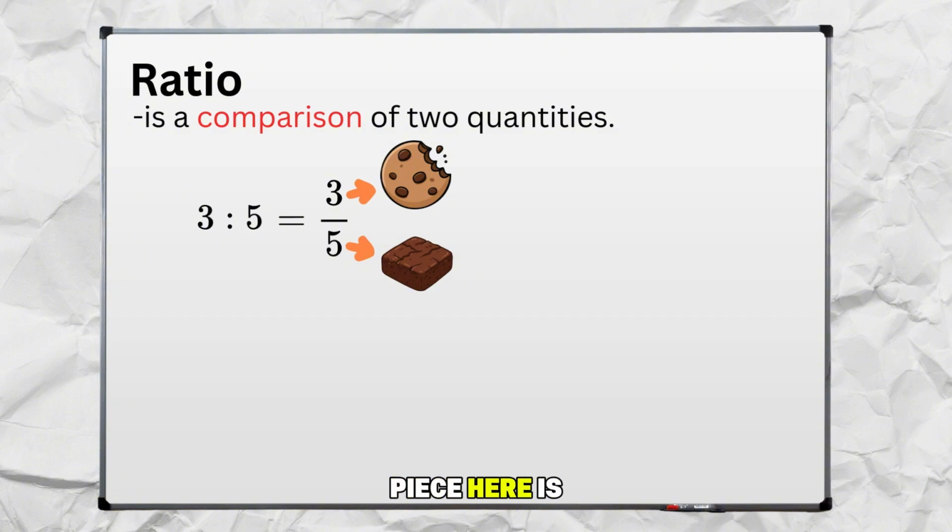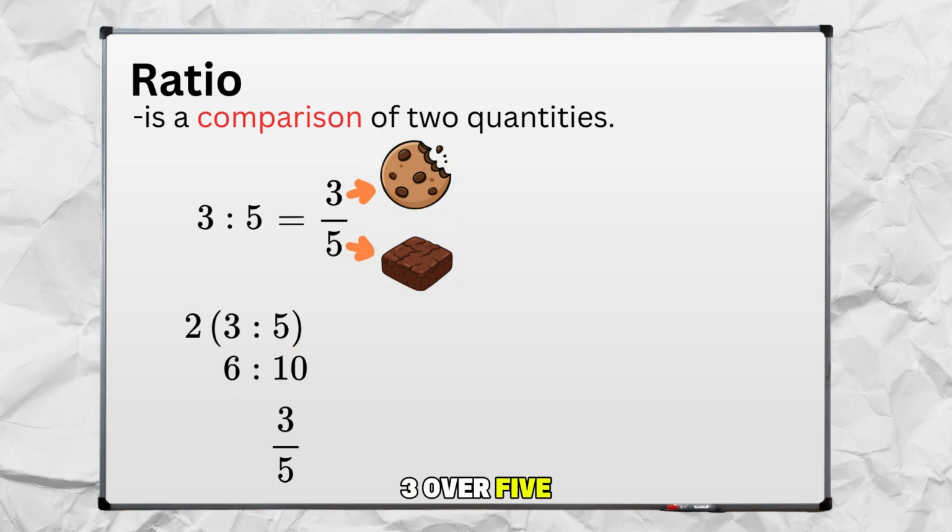Now the big piece here is that ratios behave exactly like fractions, which means I can multiply or divide both parts by the same number and the relationship stays the same. So if I take 3 to 5, let's say I had my 3 cookies to my 5 brownies and I multiplied it by 2. Well, now I have my 6 cookies to my 10 brownies. The same way, if I have 3 over 5 and I multiply both the 3 and the 5 by 2, I end up with 6 over 10, which is equivalent to 3 over 5.